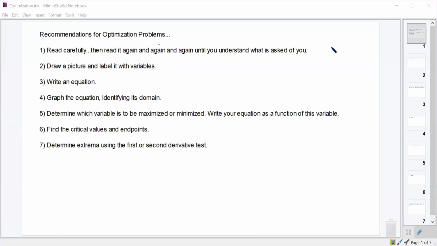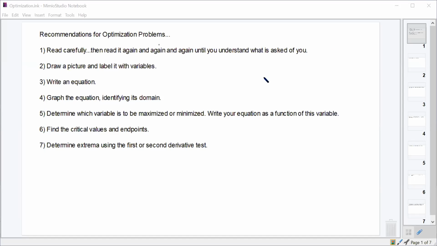So sometimes it will require a bit of reading through the problem multiple times to figure out what's going on and to sort of understand what you're supposed to be doing. But in all optimization problems, you're always looking for a max or a min of something. So I recommend that you always draw a picture and label it as best you can. That ought to help you to write the equation that you're going to need to write.